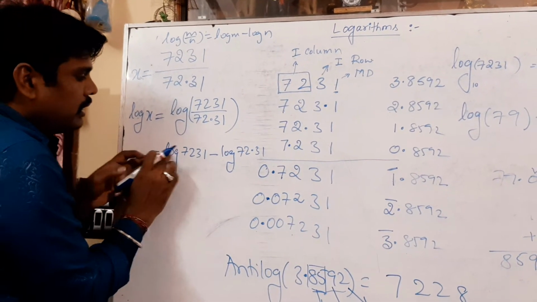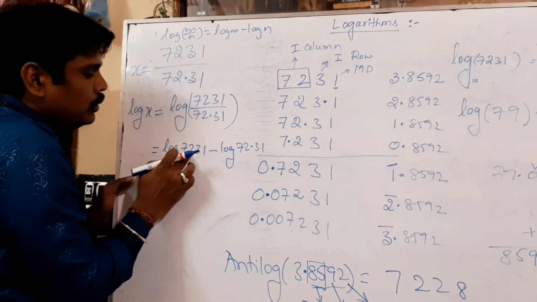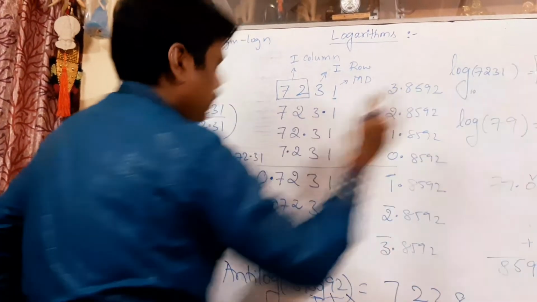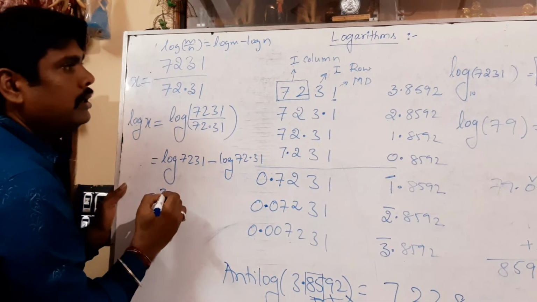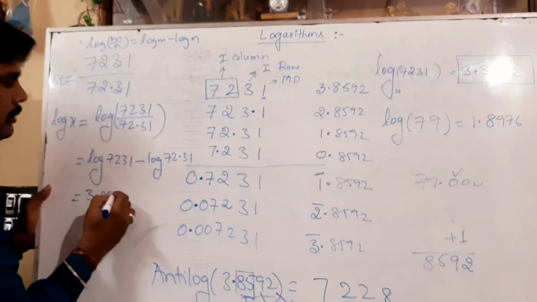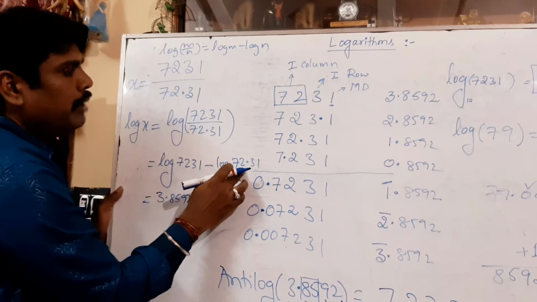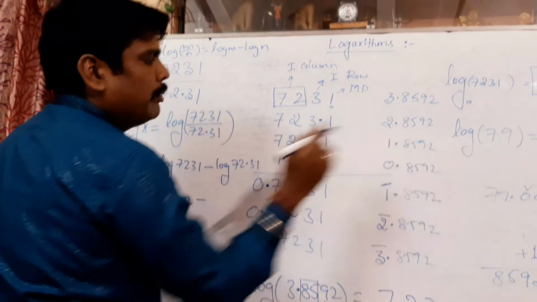So we have to write the logarithmic value for 7231 first. You already know that. What is the logarithmic value of 7231? It is 3.8592 minus. What is the logarithmic value of 72.31? 72.31 is 1.8592.